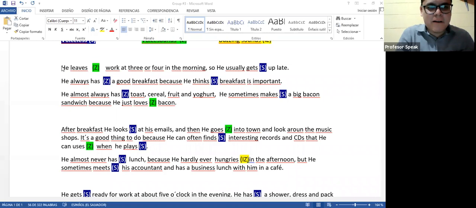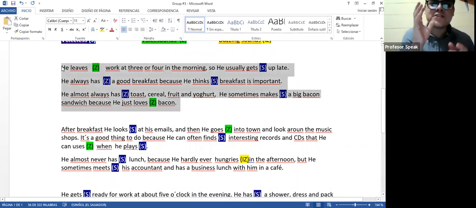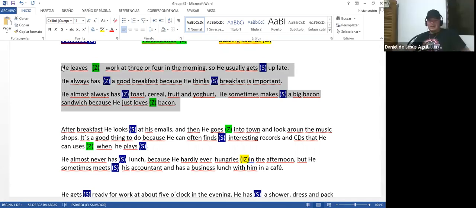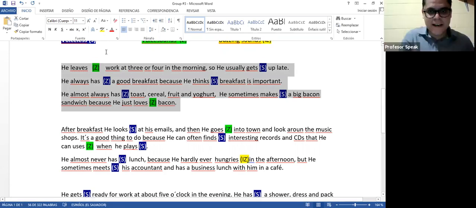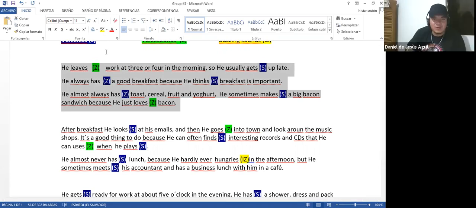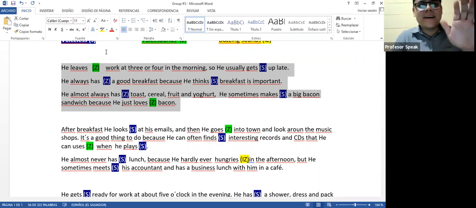Okay, Daniel, can you please read the first paragraph? But I want you to focus on the letter S. I want to see the difference between a voiced and a voiceless sound. Okay, start now. He leaves work at 3 or 4 in the mornings, so he usually gets up late. He always has a good breakfast because he thinks breakfast is important. Okay, stop right there, Daniel.